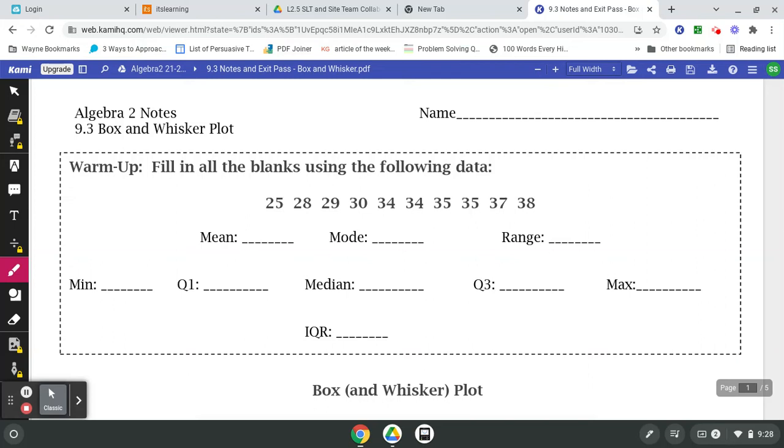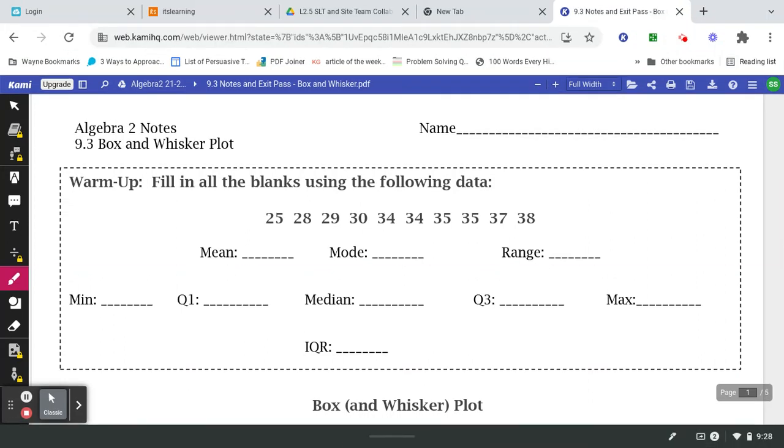All right, so these are the 9.3 notes. The first part is just a warm up. So these are already in order. So in order to find the mean, you're going to add up all the numbers and divide by how many numbers there are. So, all right, when you add those together, you get 325, and then we're going to divide that by 10 to get 32.5.